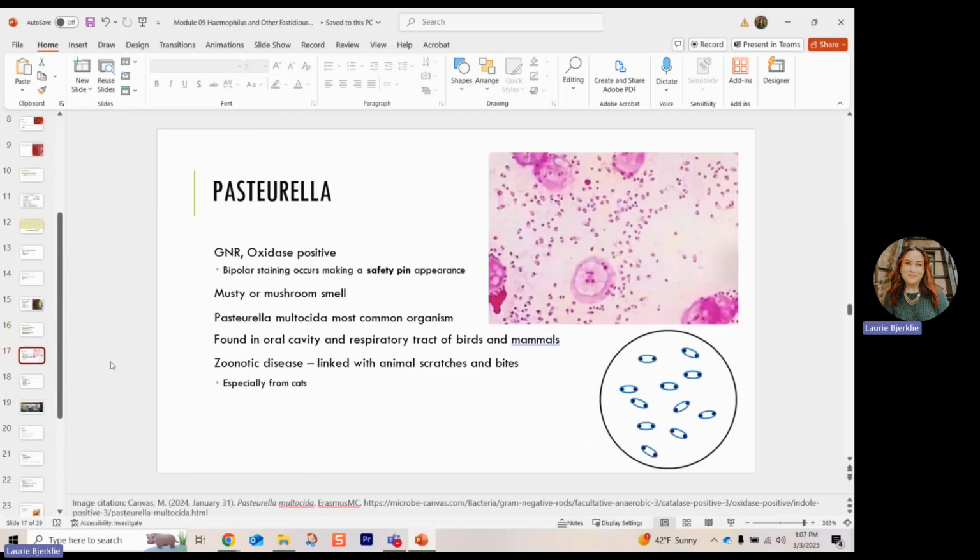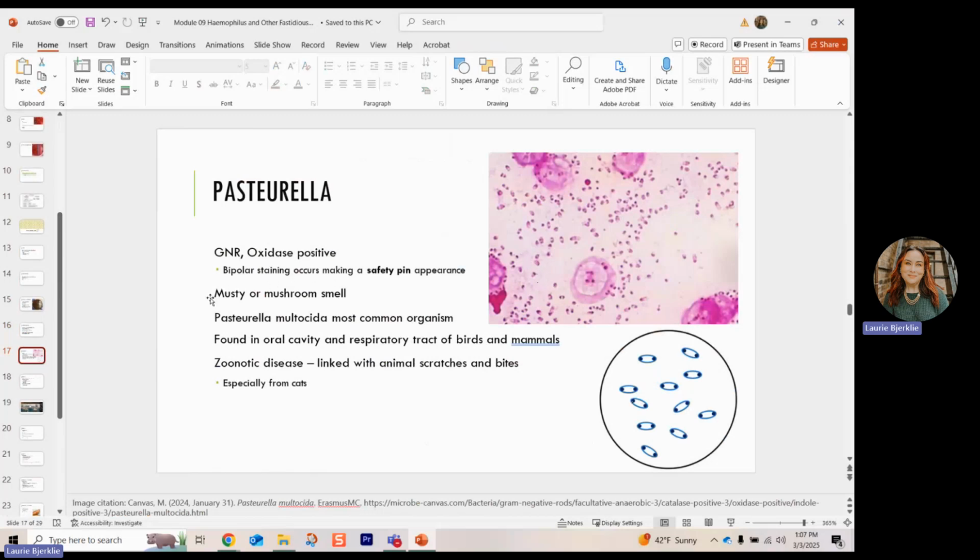Pasteurella is another gram-negative rod. This one is oxidase positive. This one has a unique feature on the gram stain, and that is a safety pin appearance. So I put a diagram down here to show you what it means by that. You can also see it here in the gram stain. They look like plumper gram-negative rods with that bipolar staining. It really stains heavily at the two ends. That's where it makes the safety pin appearance, because it's staining more heavily at the two different ends.